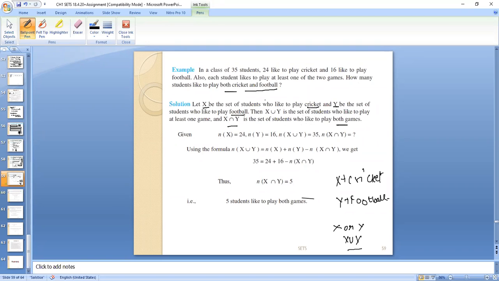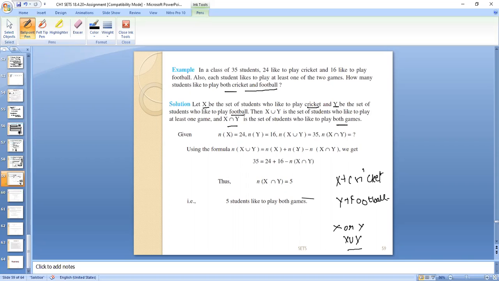So this is the most important analysis: to which number you will write union and to which number you will write intersection. Now, the number of elements in set X is 24, since 24 like to play cricket. The number of elements in set Y is 16, since 16 like to play football. The number of elements in X union Y is 35, because in a class we have 35 students, and all 35 like either football or cricket. Then we have to calculate the number of elements in X intersection Y.